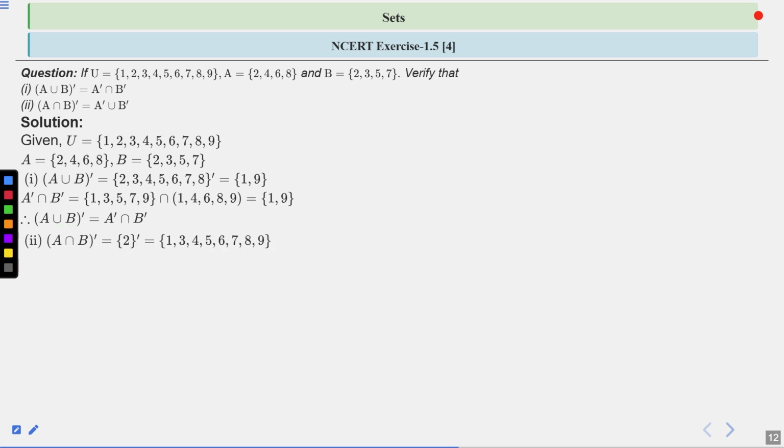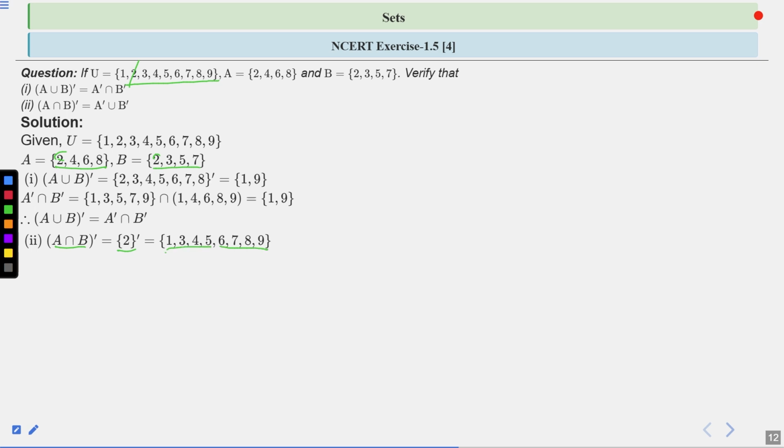Now for second, A intersection B whole complement is very simple. A intersection B means collect common elements from set A as well as from B. So common element is only one, meaning this 2. So you get your A intersection B as a singleton set. Now the complement for this singleton set will be very easy. Just eliminate 2 from the universal set. So eliminating 2, you are left with these 8 elements, and the collection of these 8 elements will be your A intersection B whole complement: 1, 3, 4, 5, 6, 7, 8, 9.